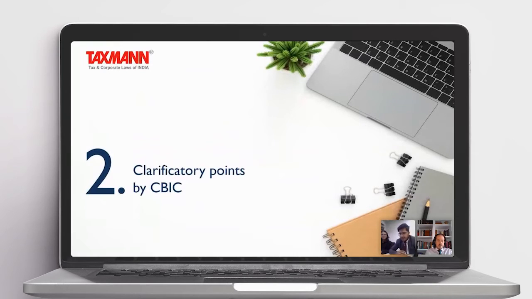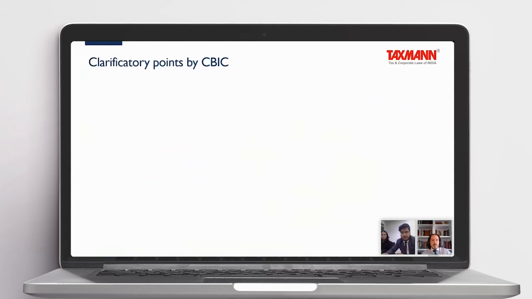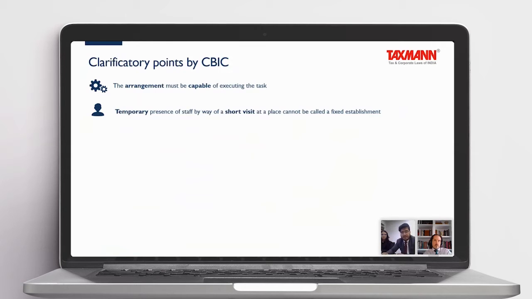So the CBIC under the erstwhile service tax regime, through the education guide, has clarified this definition. A few clarificatory points are provided by the CBIC. It says that the arrangement at a fixed establishment must be capable of executing the task under the contract. If it is not able to do the task or execute the task, then it would not satisfy the last criteria of the definition, that is, a suitable structure of human and technical resources.